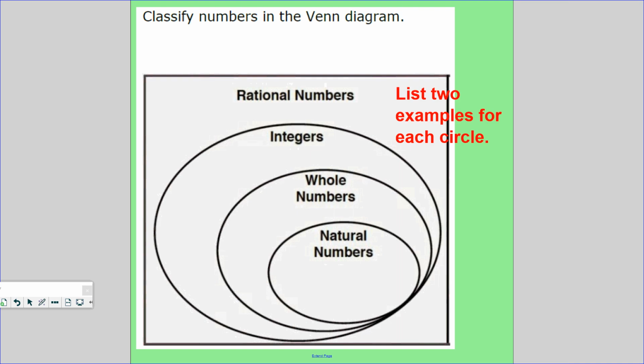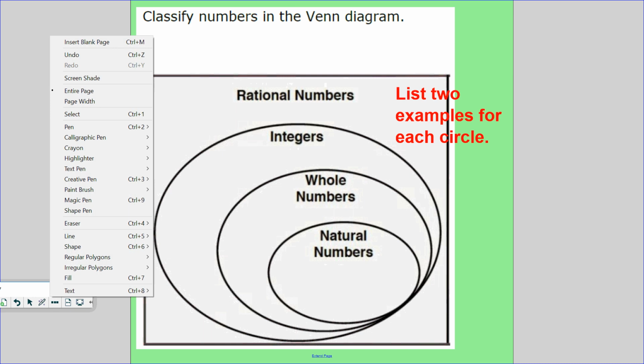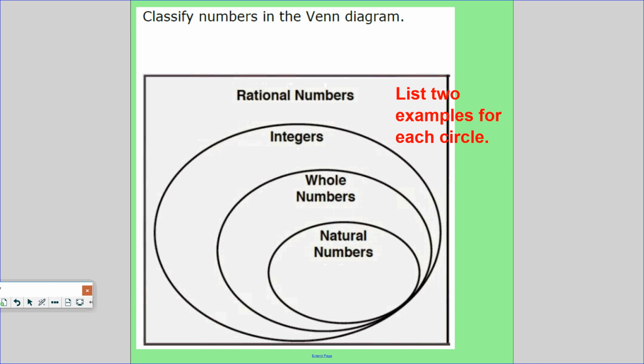So I would like you to come up with 2 examples for each circle. For example, think of a natural number or a counting number: 7 and 10. I have 7 fingers and 10 fingers. Think of a whole number. What about 5? But it's better represented as a natural number. So 5 should be placed right here instead.